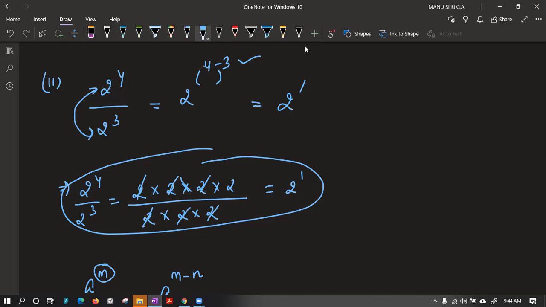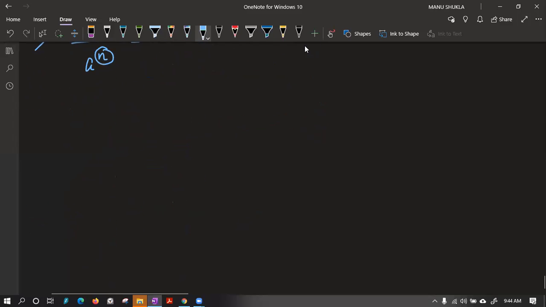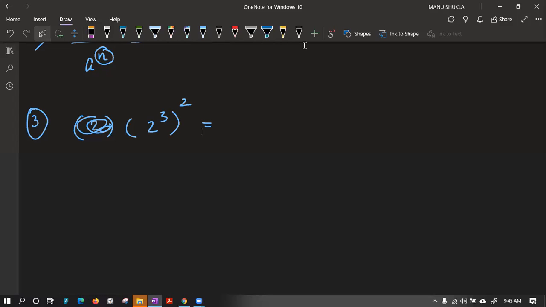Power of power is the third formula. Please tell me what is the answer of this thing. Try to solve this and tell me the answer, and then I will give you the formula that will make it easier.